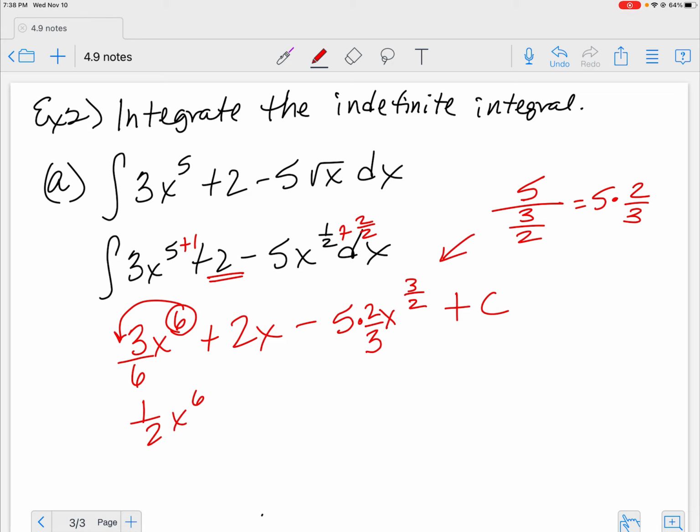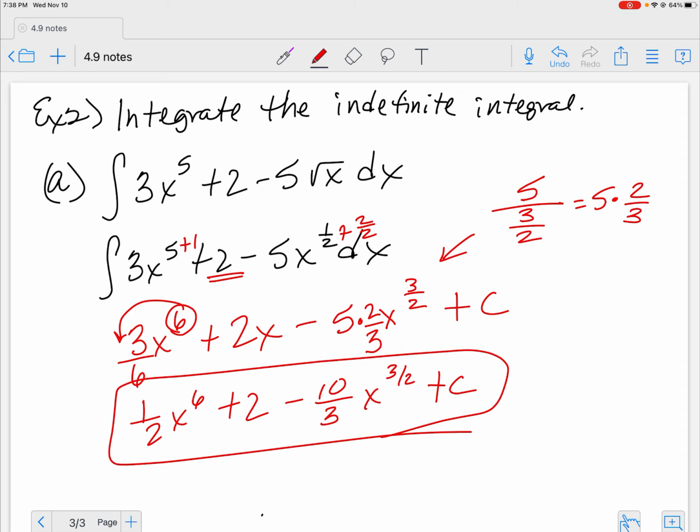So I've got 1/2 x to the 6th plus 2 minus a 10/3 x to the 3/2 plus c. Don't forget that plus c. Got to have that because you don't know about that constant there, right?